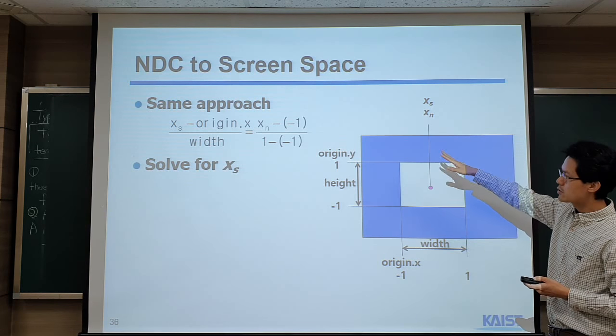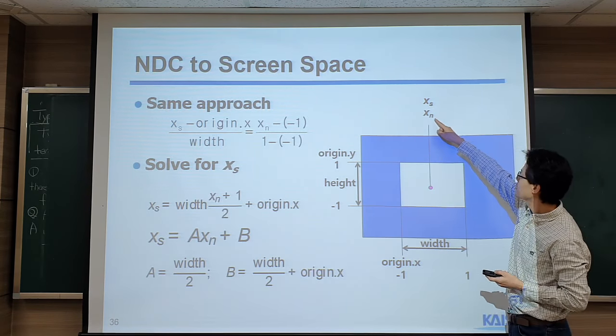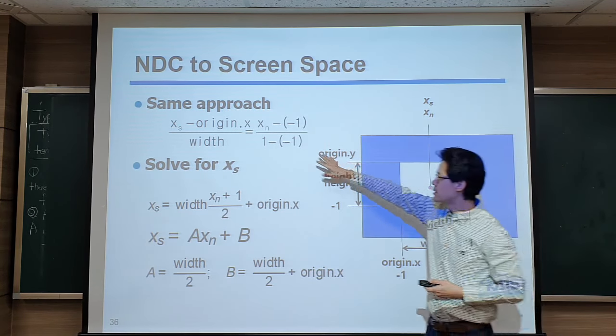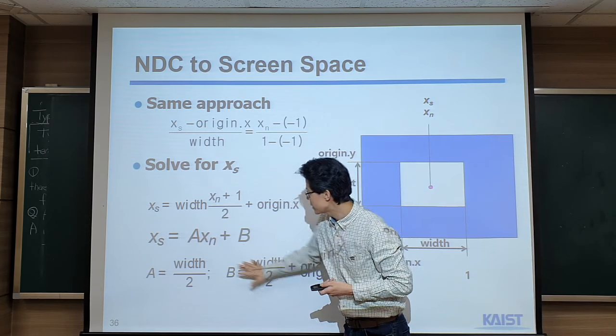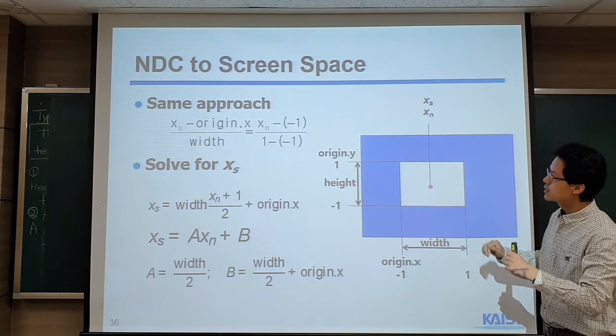Same approach, same ratio. Then we can compute this starting from the x of NDC. We can compute the coordinate in the screen space. Same, starting from here, we can also compute this one. The issue is that we need to do this kind of computation.